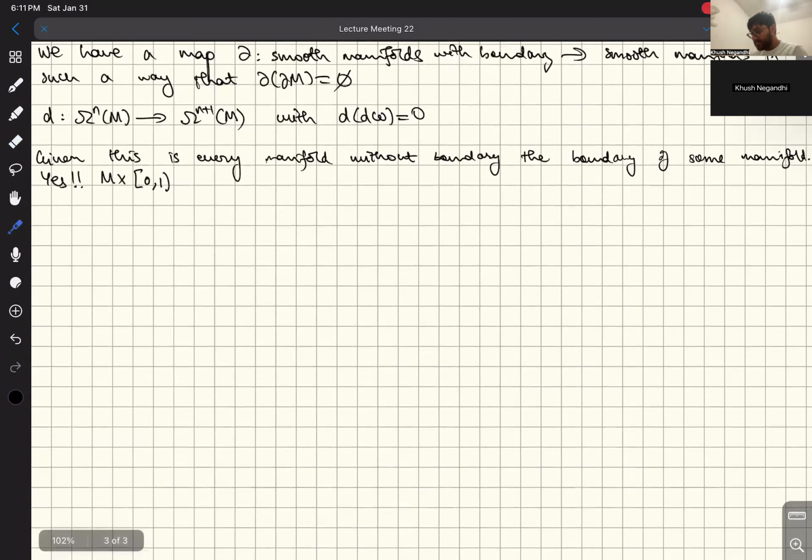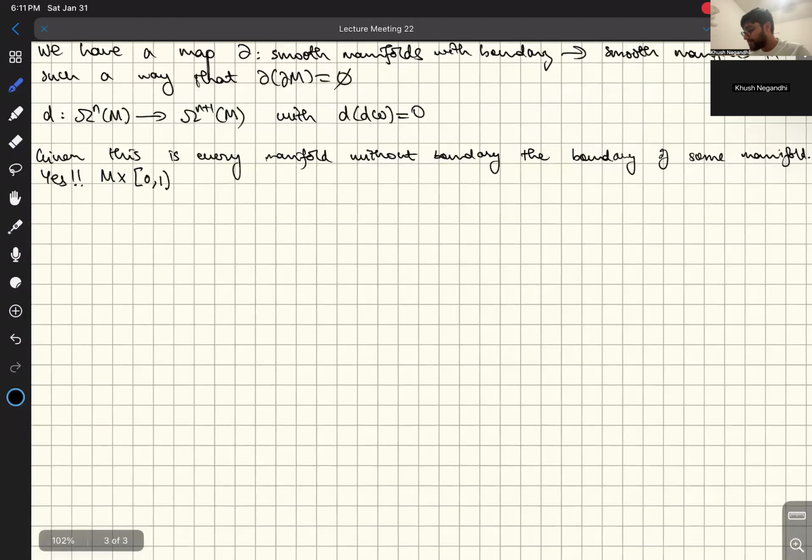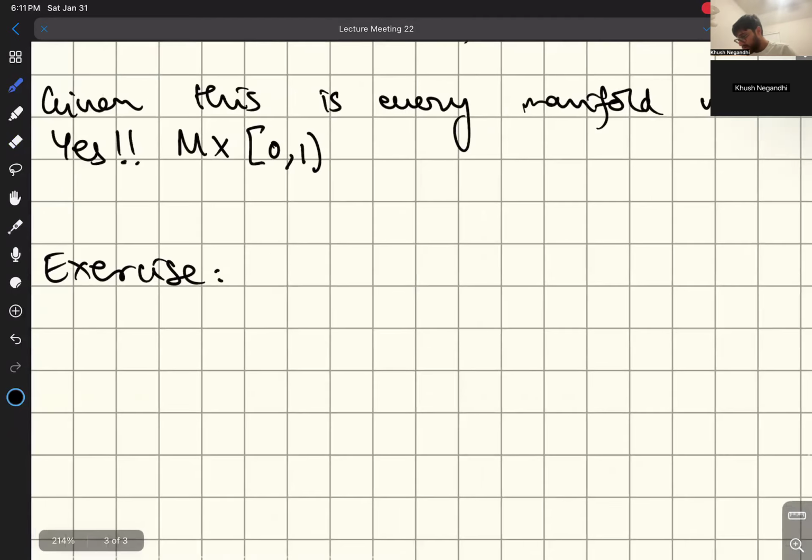Let's now quickly talk about the tangent space for manifolds with boundary. Everything we need to know about the tangent space of a manifold with boundary is given by the tangent space of the upper half plane. So, exercise, show... sorry, one second. I think I forgot to define what the tangent space of the upper half plane is. So let's talk about that really quickly.